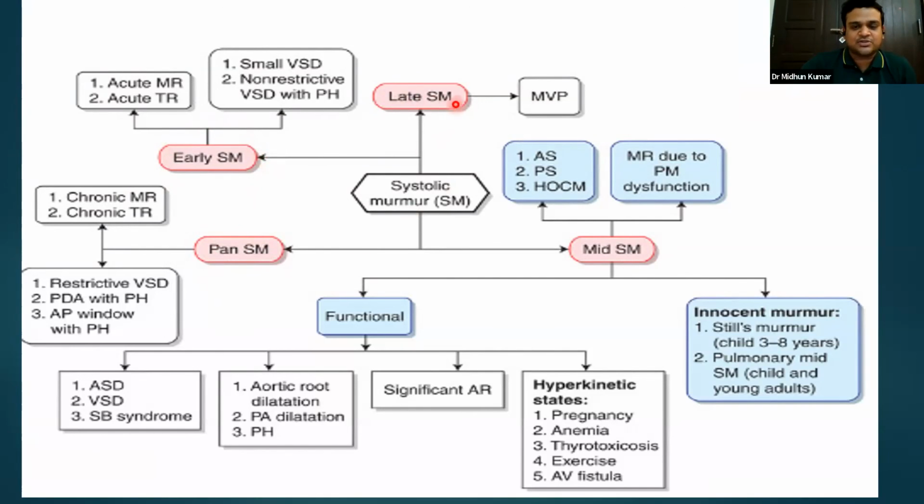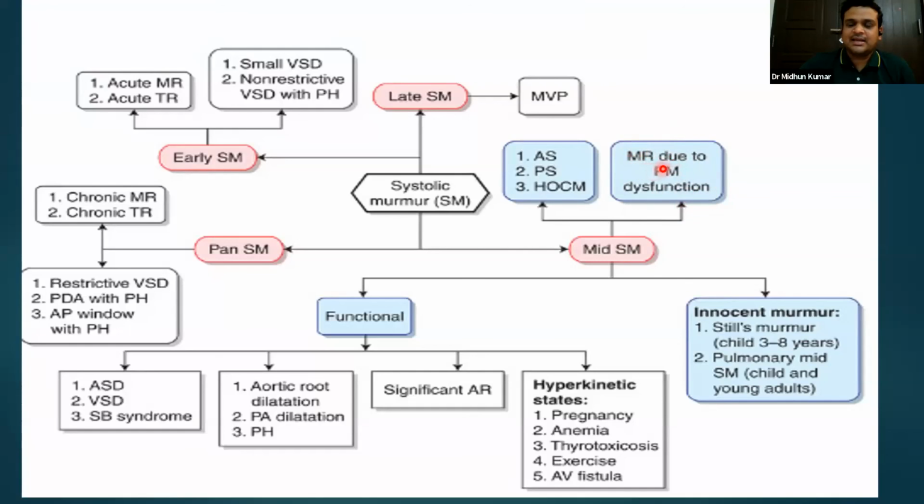Then coming into late systolic, otherwise called ejection systolic. By ejection systolic, we mean that there is a gap between the first heart sound and the onset of the murmur, and any ejection murmur, that is aortic stenosis, pulmonary stenosis, or HOCM, or due to mitral regurgitation.